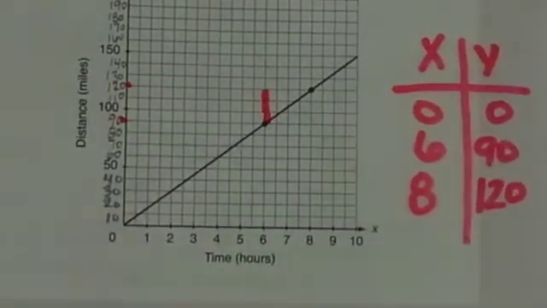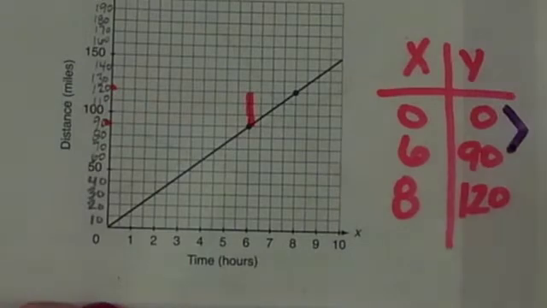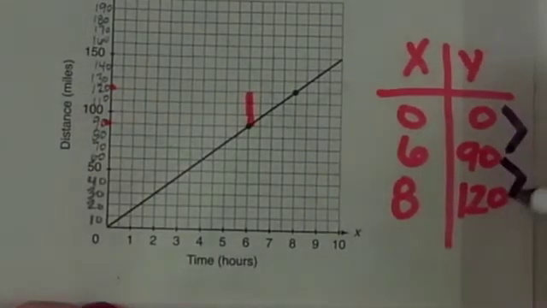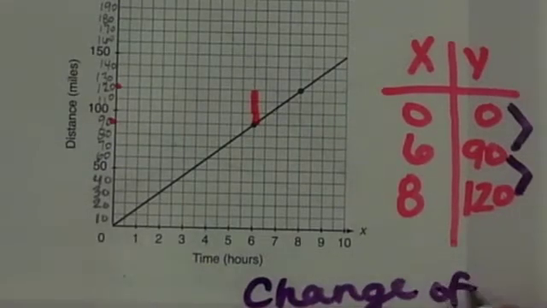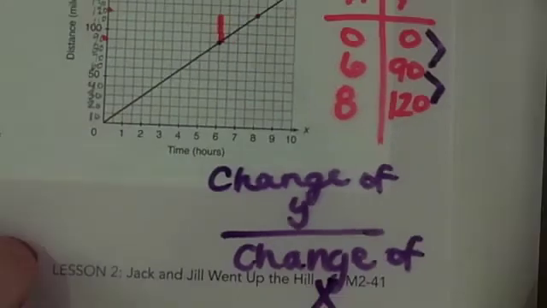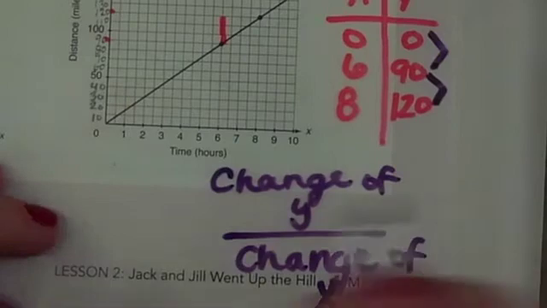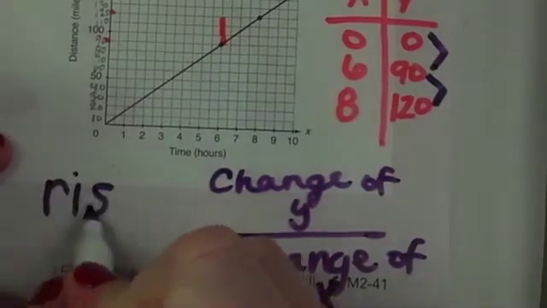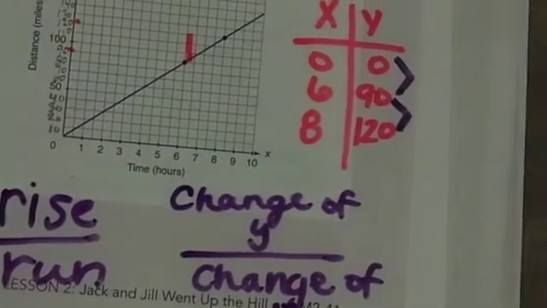Remember, when we are doing these, we're finding that change from there to there and from there to there. We always set it up as change of y over change of x. What you will actually hear a lot of your teachers say for the rest of your math classes is rise over run, and we're going to write that in our notebook.